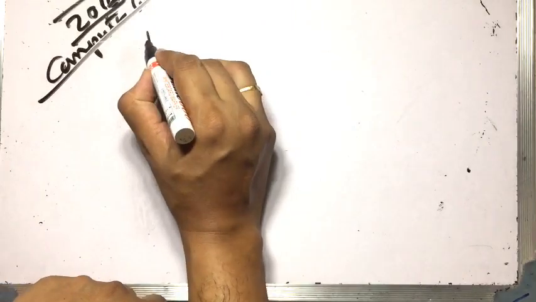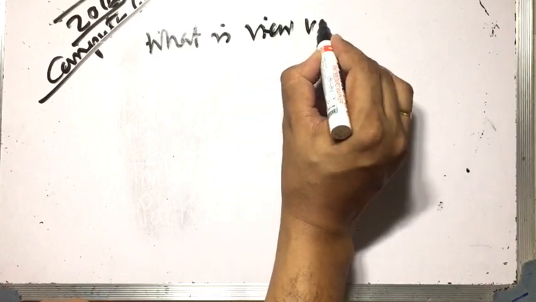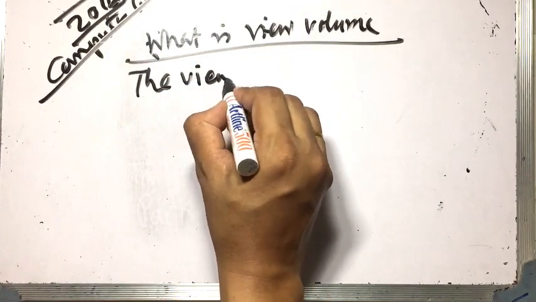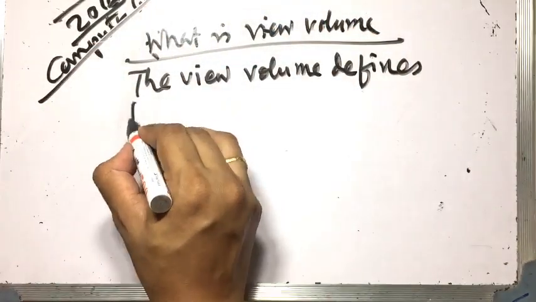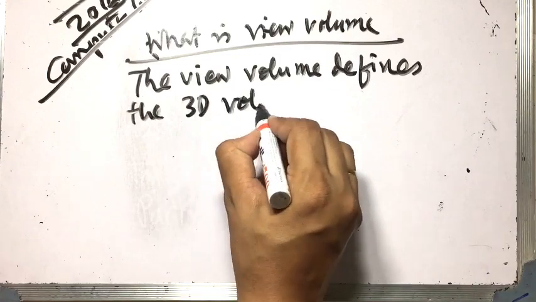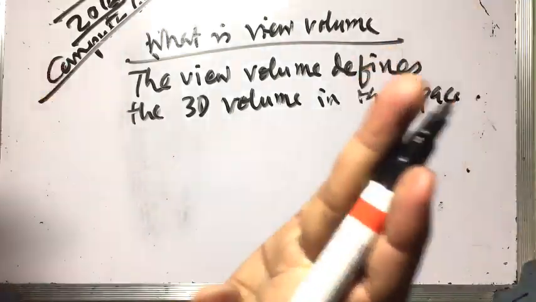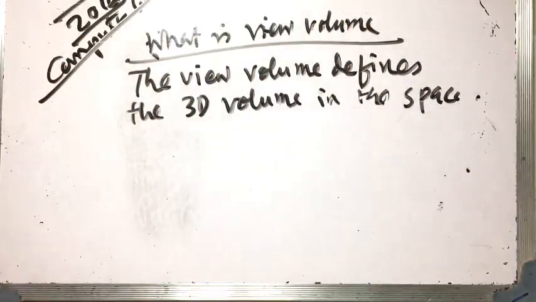Next question. What is view volume? The view volume defines the 3D volume in the space. It is used to define the 3D volume in the space, through the view plane and view volume.